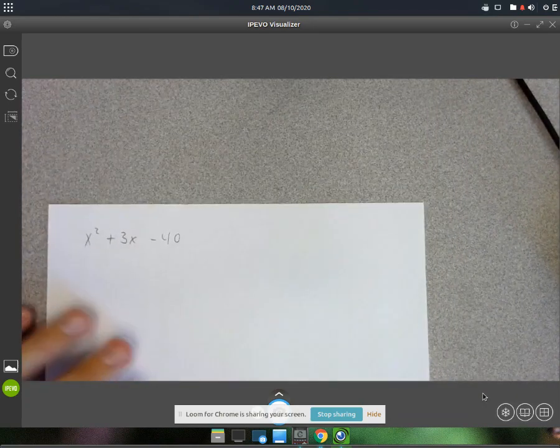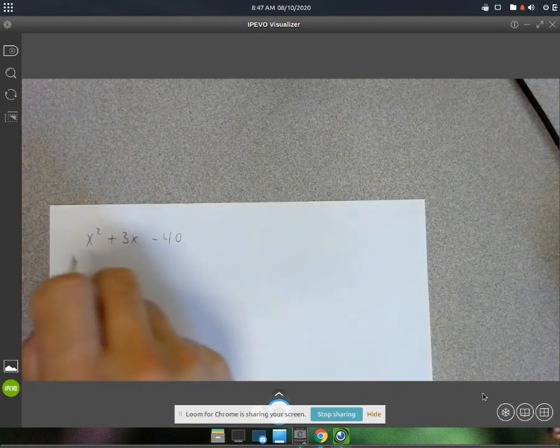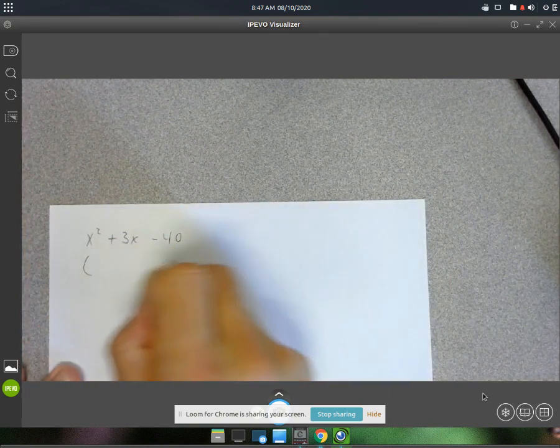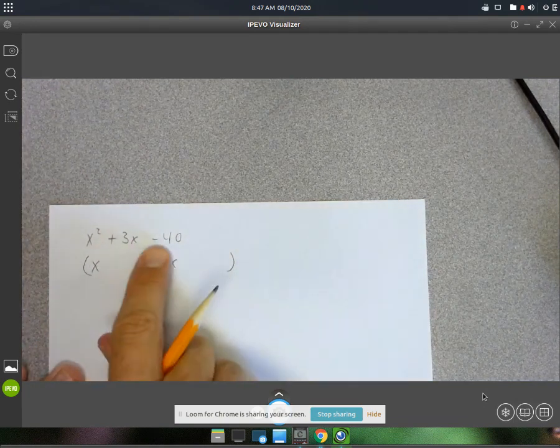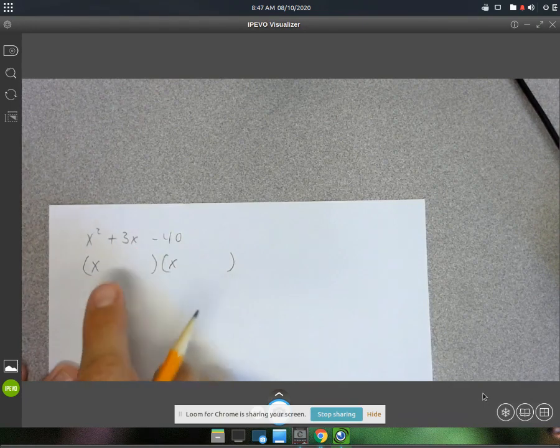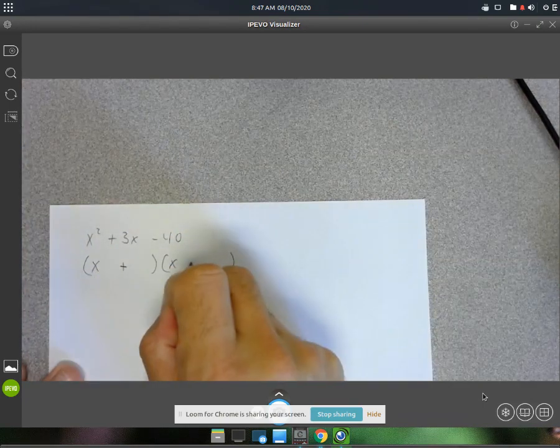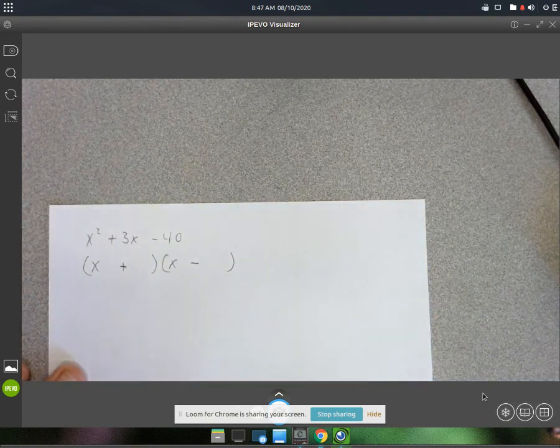Last two here. All right. We've got a leading coefficient of 1, so we can go ahead and make our parentheses, x and an x. This time, the constant term is negative, so one of these will be plus and the other minus. So plus and minus.